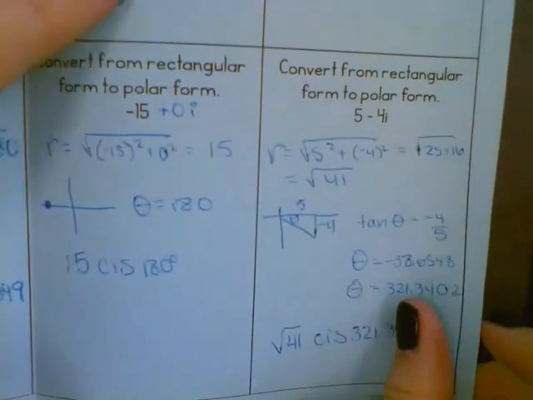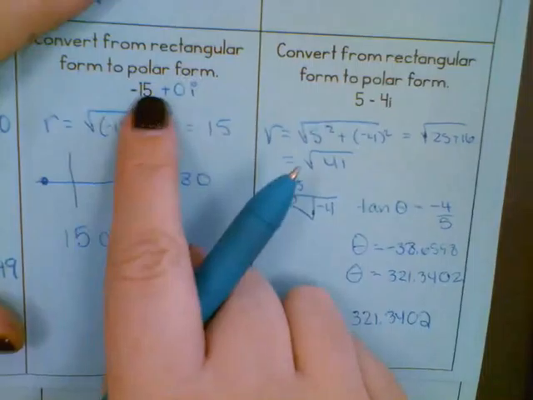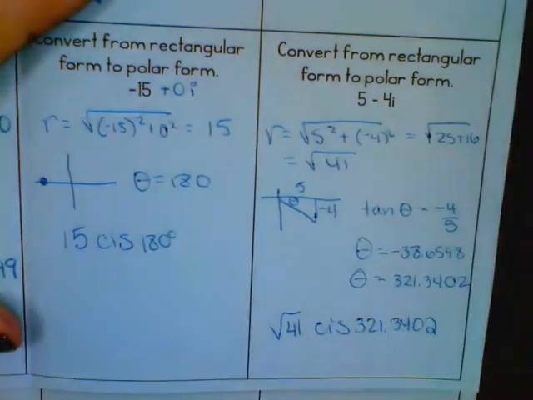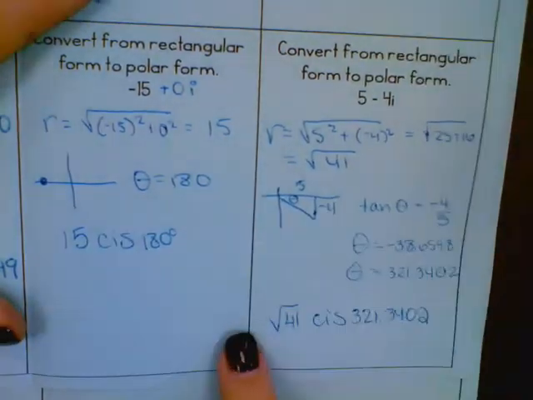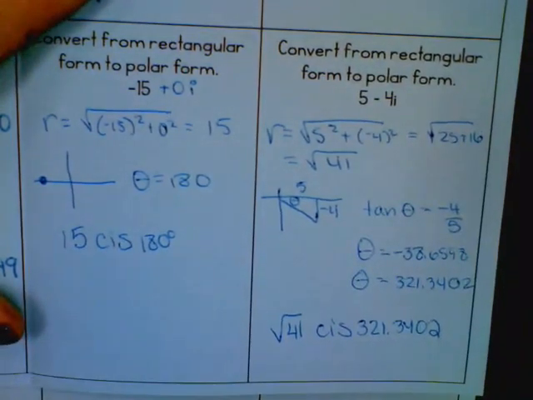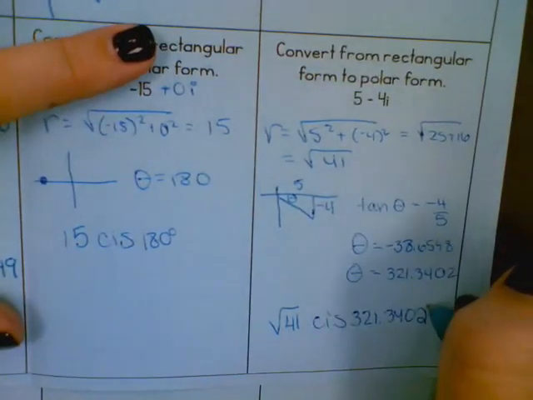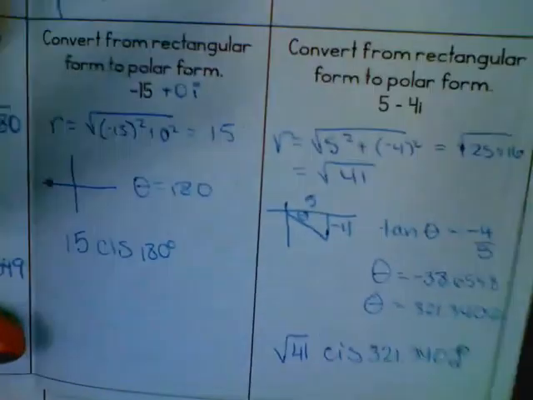Okay, so if we take a look at those 2 at the bottom, this one was another quadrantal angle. We got 180. And then the one over here ended up being a hot mess with a bunch of decimals. We couldn't reduce this, so that was just it. Sometimes that'll happen. Make sure you put your degree sign.